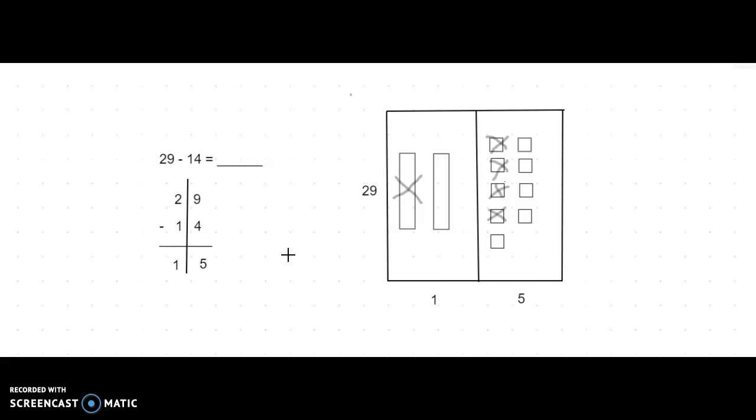I hope this was clear. Next time we are going to work on subtraction with regrouping. So this is something we didn't get to at all at school. And I am very excited to make that video because I think it will be very helpful as a refresher.